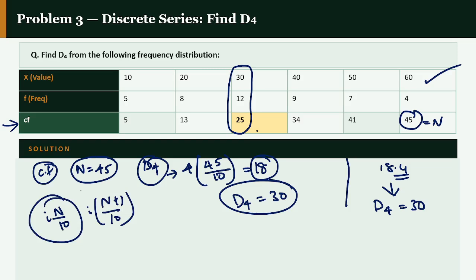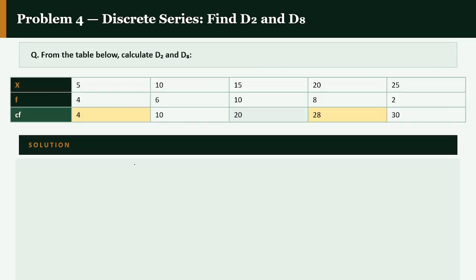So this will be best, as it will be easier for calculations. And this is homework. And the decile values are this.